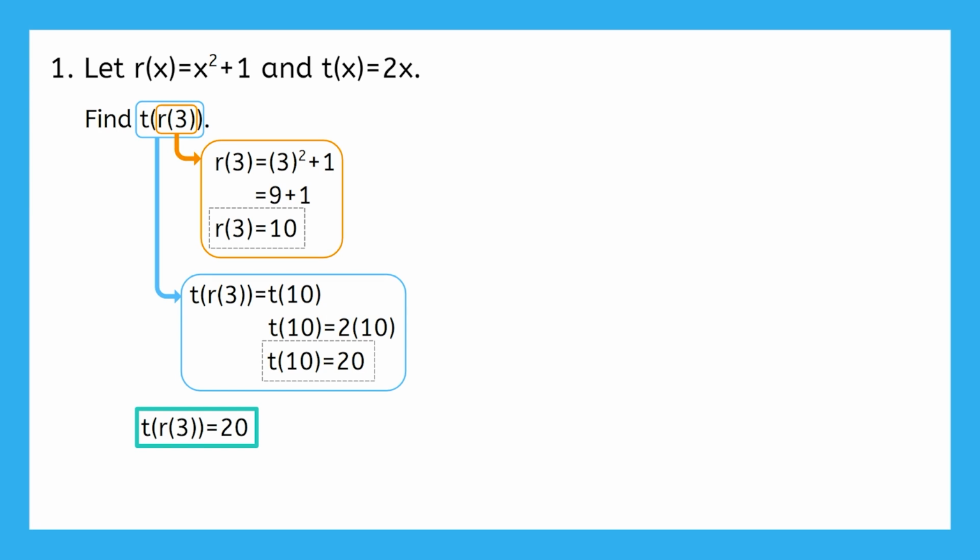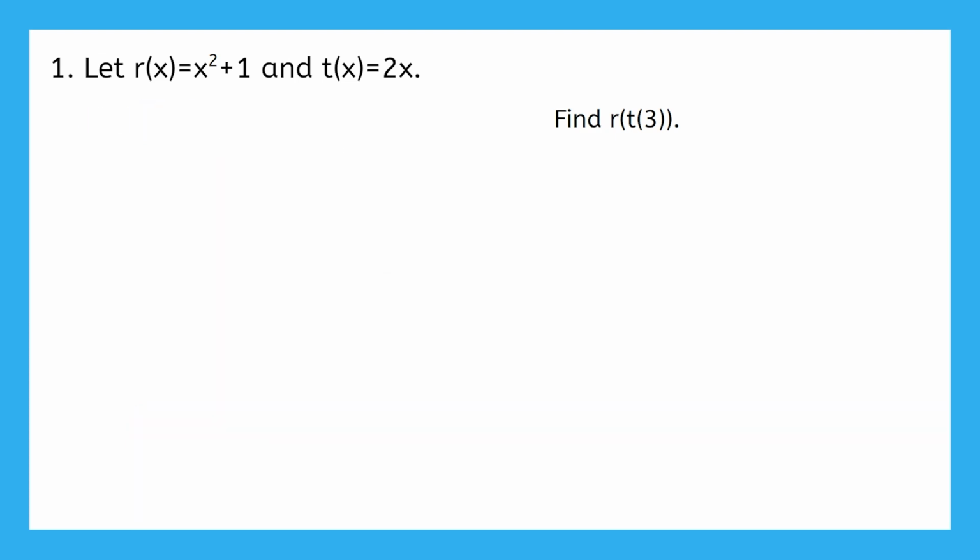But what if we change this problem around and instead of t of r of 3, we were asked to find r of t of 3? Now, before we get into this problem, I want to show you another notation of composite functions. Another way to write this example problem would be like this. And this notation is read and understood the exact same way.